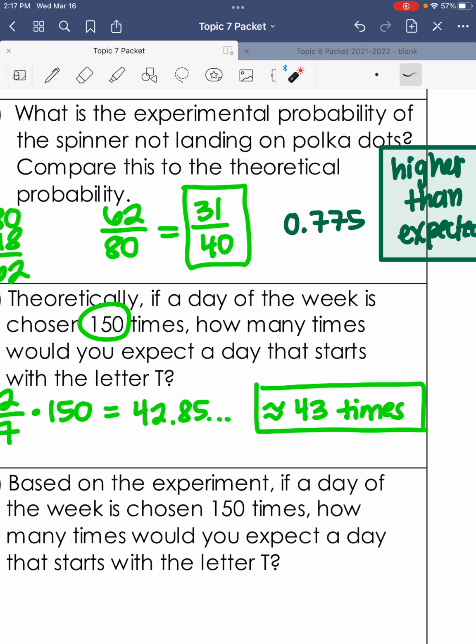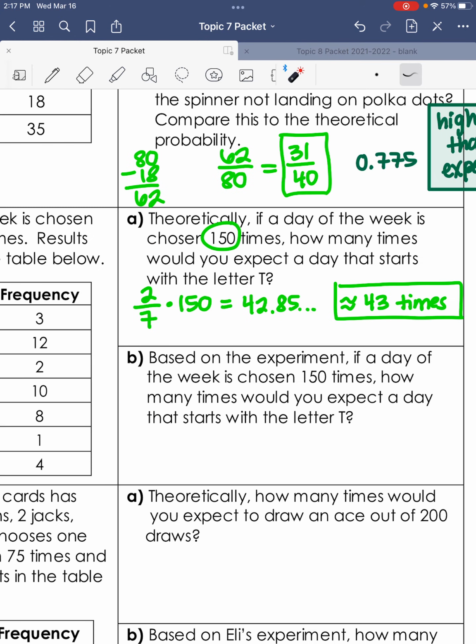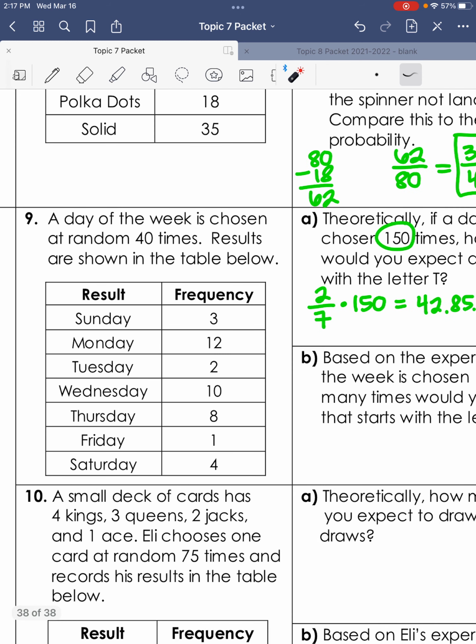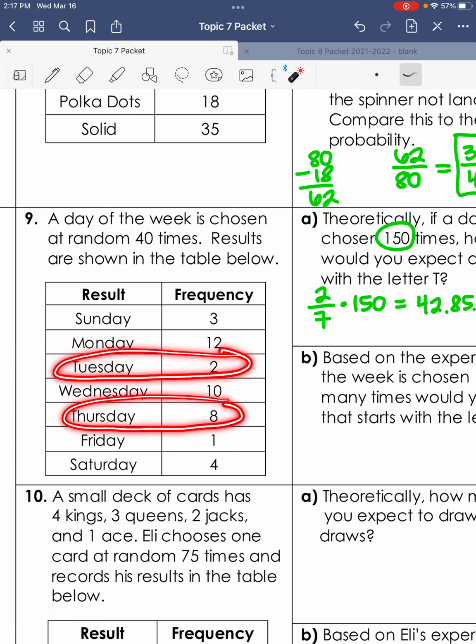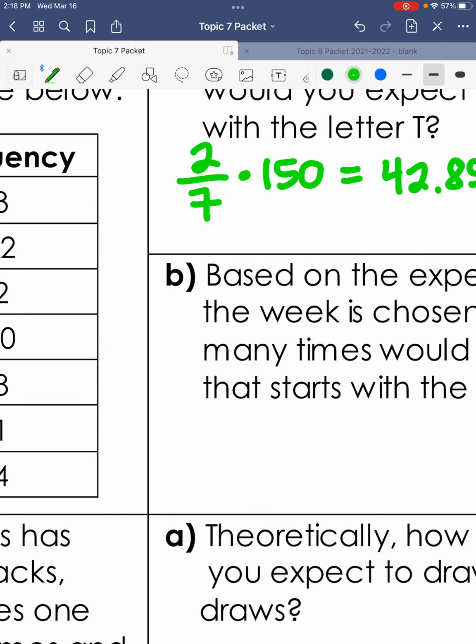Okay, so now we're going to consider the experiment. So based on the experiment, if a day of the week is chosen 150 times, how many times would you expect a day that starts with the letter T? So we're considering our Tuesday and our Thursday. So Tuesday was selected 2 times, Thursday was selected 8 times. That's 10 out of 40 times. Well, what does that reduce to? That I know reduces to 1/4.